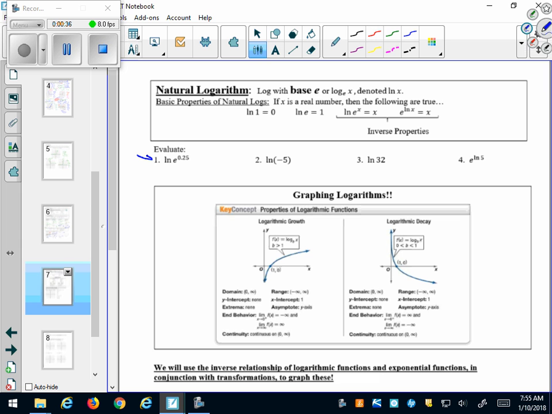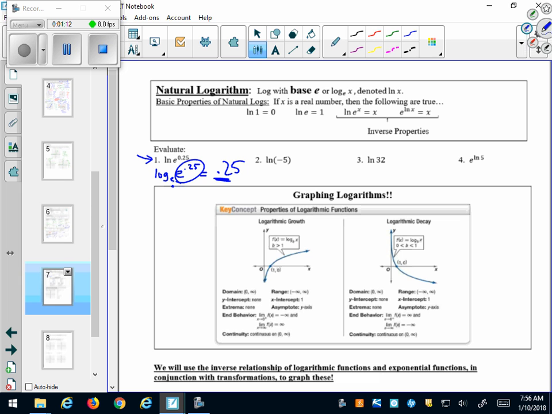But I want you to take special notice of this one, because remember, ln is log of base e. So if I rewrite this, which you shouldn't really rewrite it, but just so that we can see what this looks like, it's e to the this equals this, right? So e to the what equals e to the 0.25?